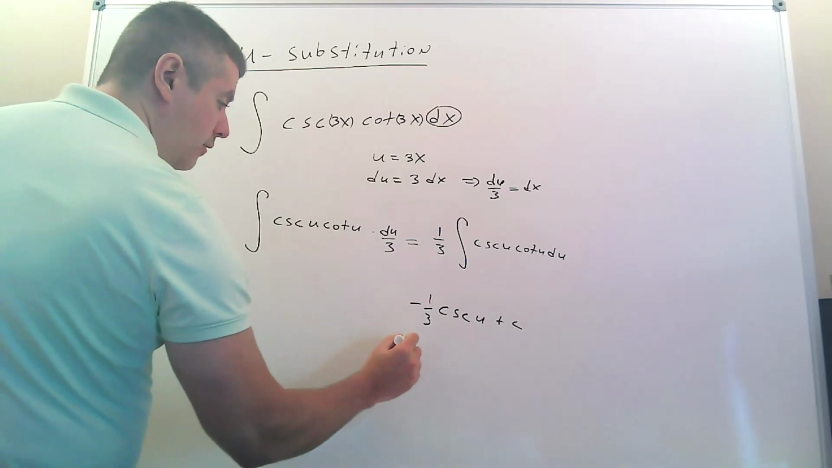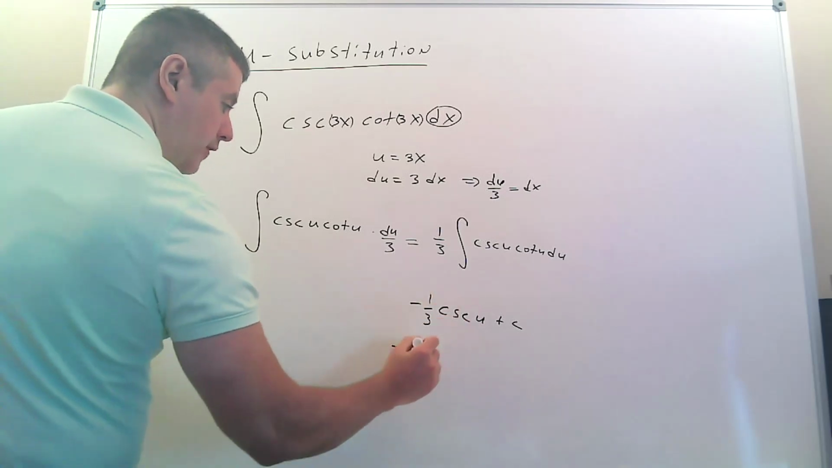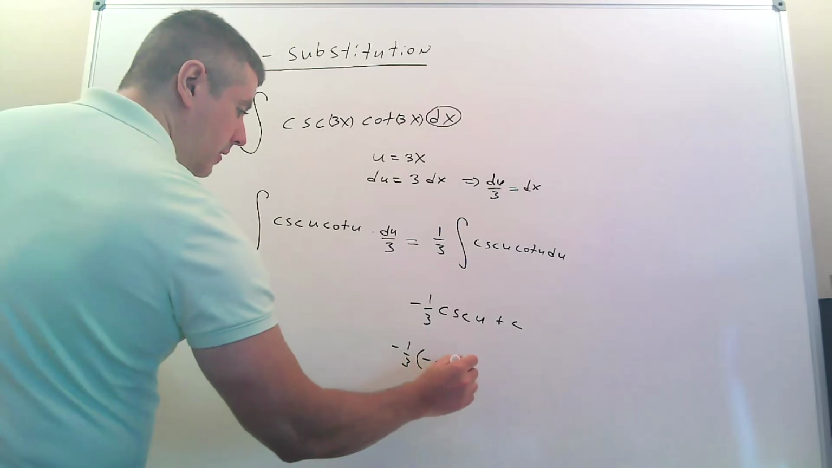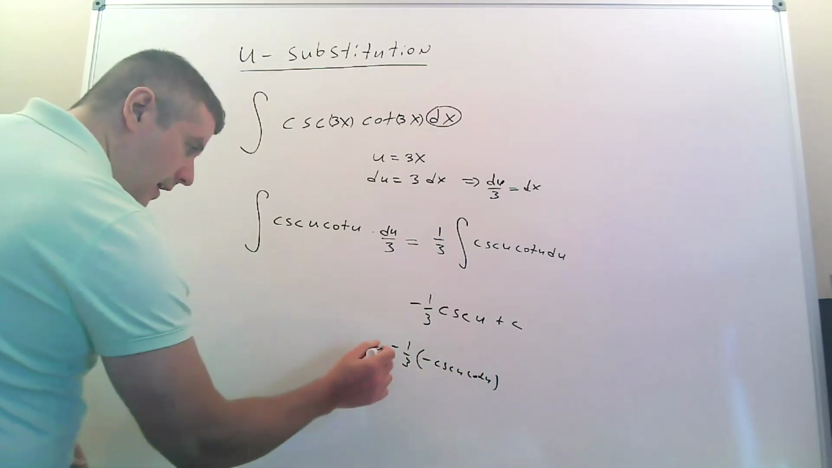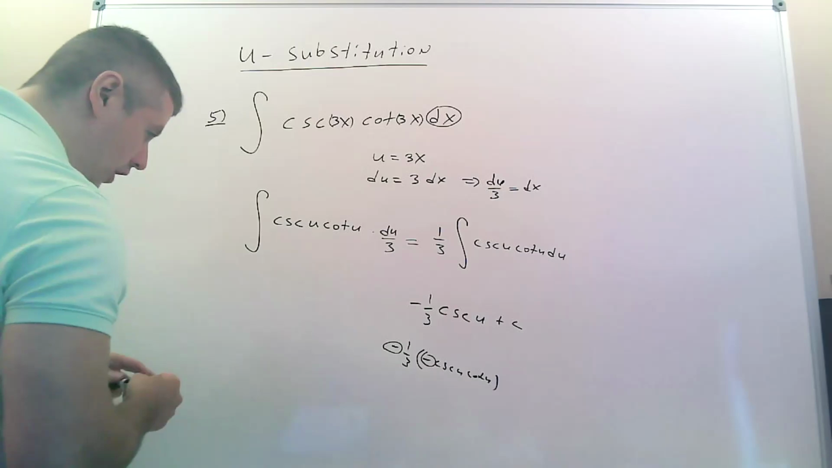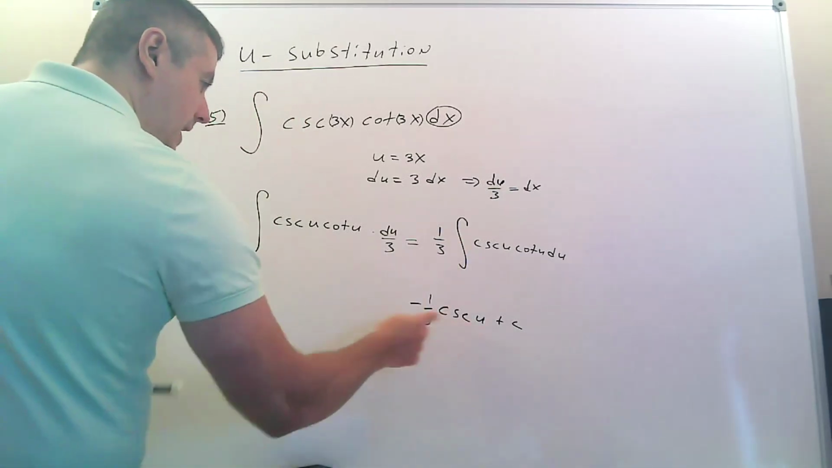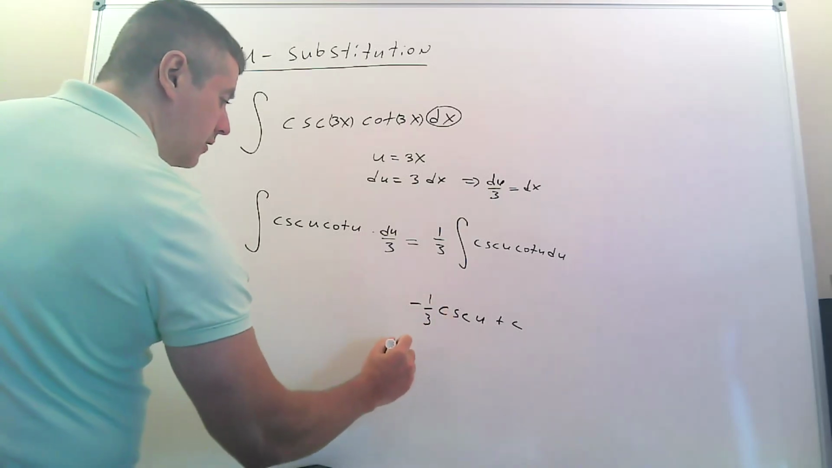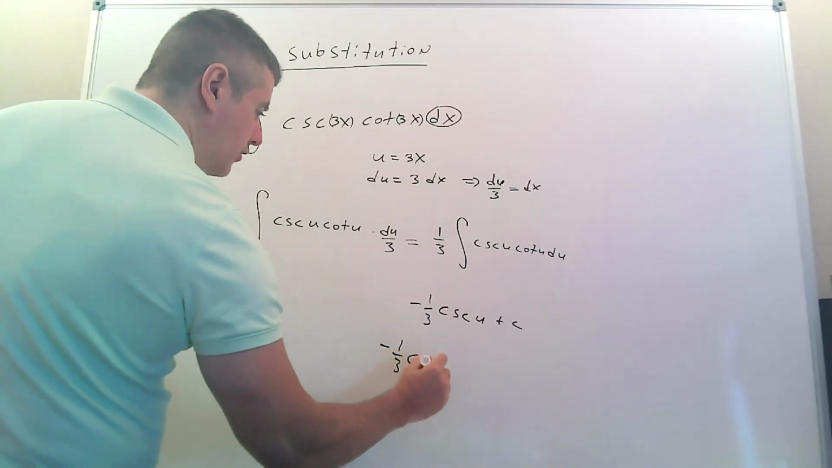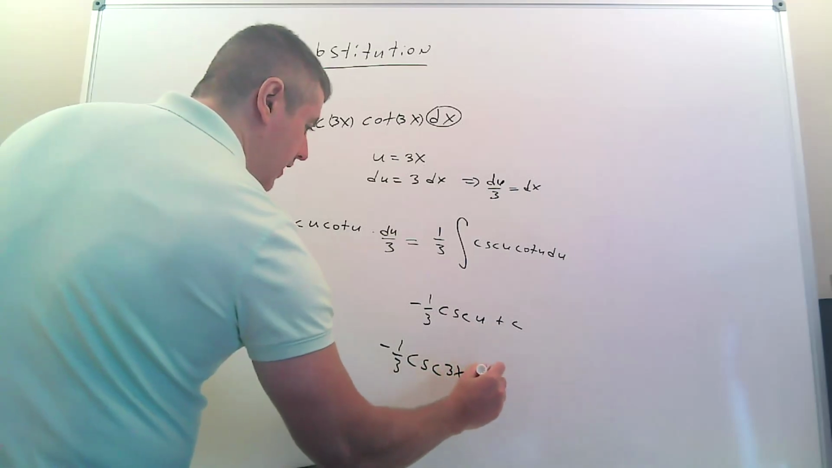I mean, I don't really want to write it, but if I took his derivative, it would be negative cosecant cotangent. This negative and this negative eat each other and make a plus. That's why there's a plus there. So you need the sign switch here. Now you just put back the 3x. It's cosecant 3x plus c.